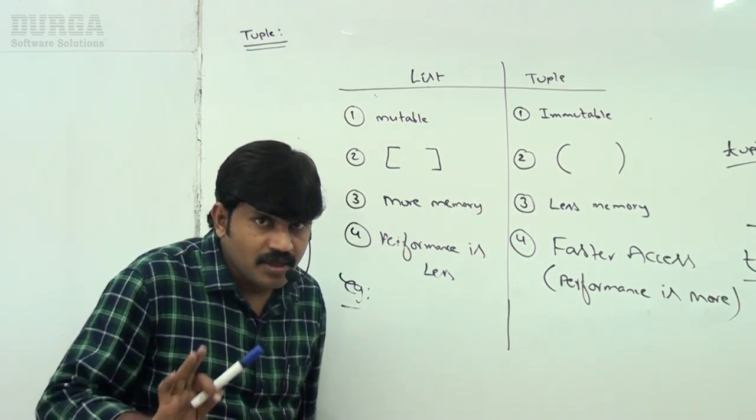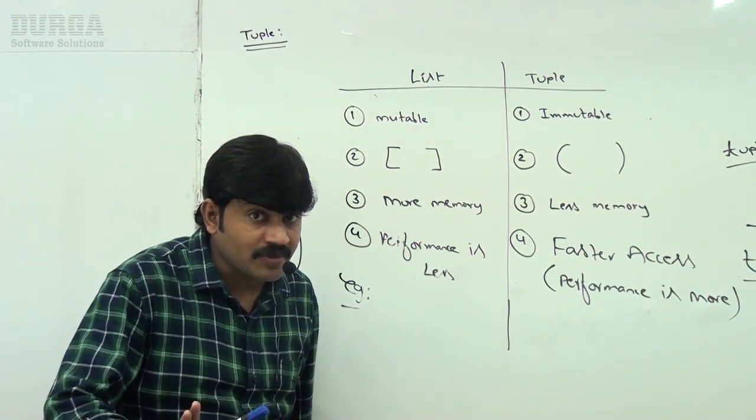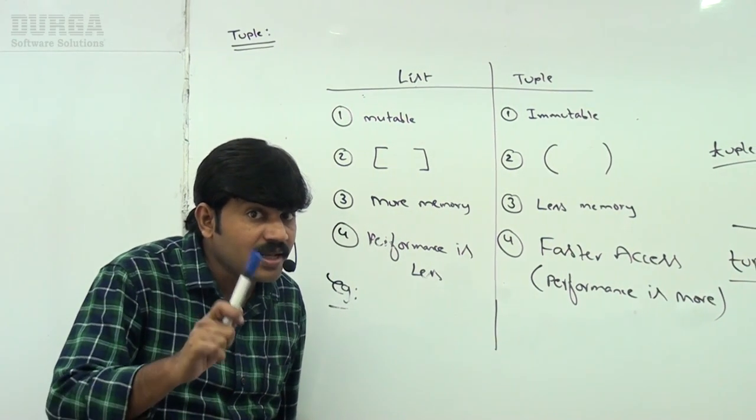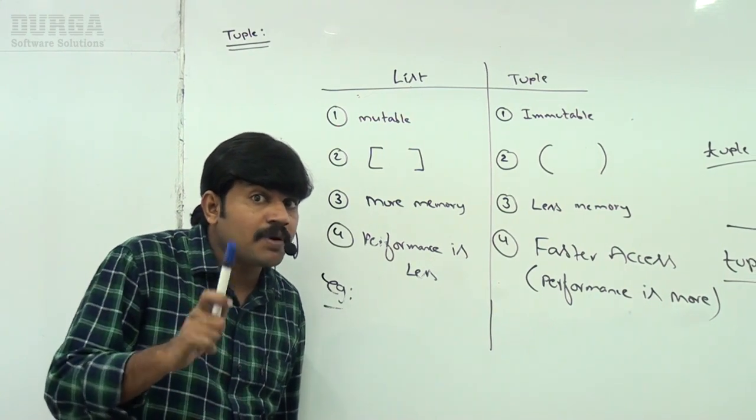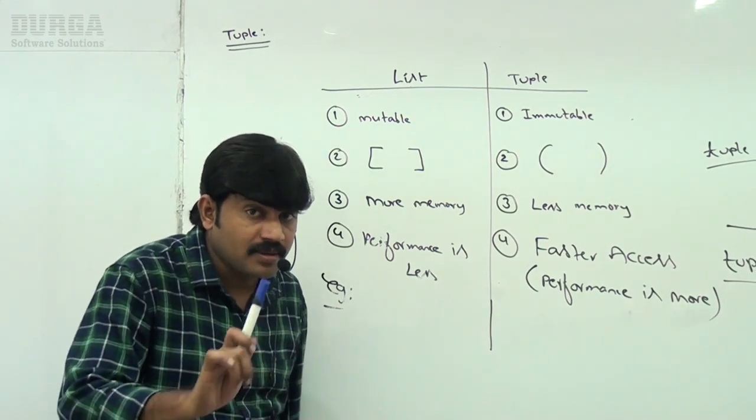Any doubt? Are you getting the basic idea about tuple? Next, one more dangerous point. A single valued tuple should compulsorily end with a comma. That's all, sir.